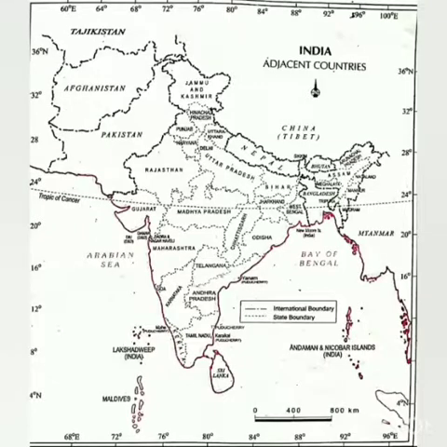In this picture, you can see the 8 states through which the Tropic of Cancer passes. See, the states are Gujarat, Rajasthan, Madhya Pradesh, Chhattisgarh, Jharkhand, West Bengal, Tripura and Mizoram. Students, this is important from the point of view of map work also. You have to locate and label the states from which the Tropic of Cancer passes. So make it clear in your minds.